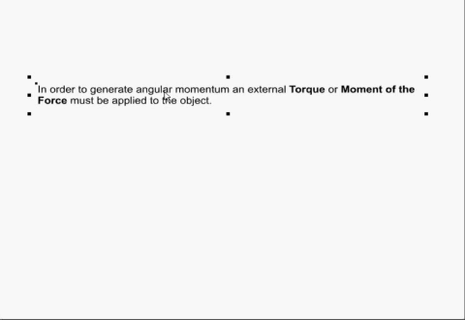So the rule here is that you must have an external torque or moment of the force applied to an object. So if we consider a gymnast who's going to perform, say, a back somersault, during the period when the gymnast is on the floor, she or he must generate an external torque about their centre of mass. So the centre of mass is the axis about which the gymnast is going to rotate.